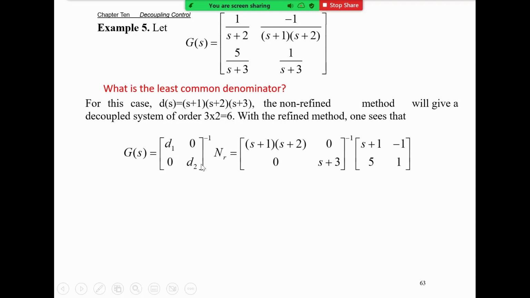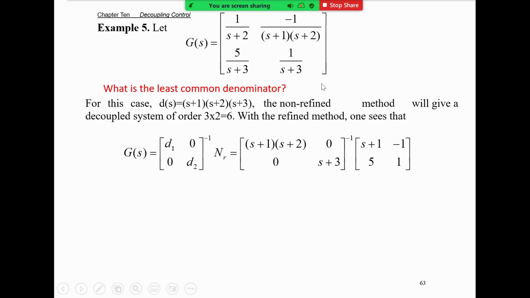The second way is we don't use the least common denominator of this whole matrix. We get the least common denominator row by row. For the first row, the least common denominator is just s plus 1 times s plus 2, right? If we use that one, then the first row becomes s plus 1 in the first entry, because the first one does not have s plus 1. I have to put s plus 1. Here, I keep the minus 1, right?